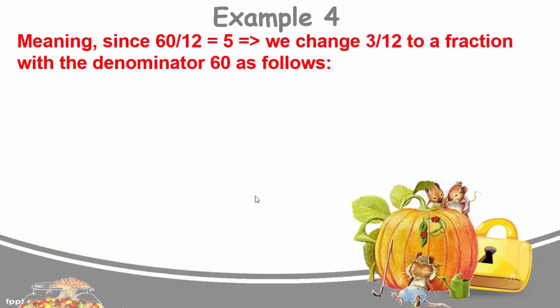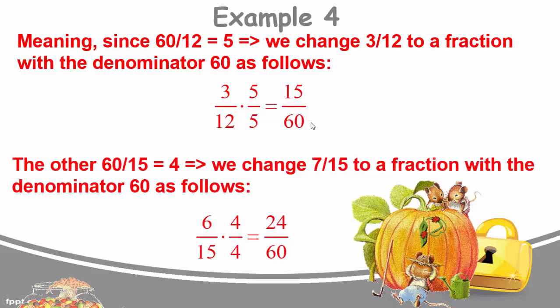Then I'm going to change them to equivalent fractions. So here I have the first one, 3 over 12, and I have to multiply that by 5 over 5 to get 15 over 60. And then the other term I do similarly, but with 4 over 4. And so now both of them have the same common denominator.